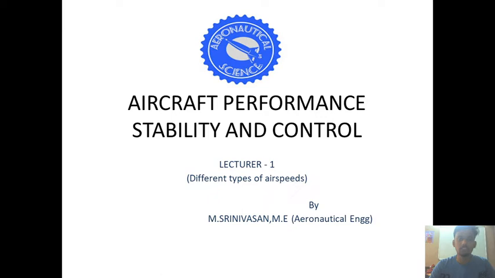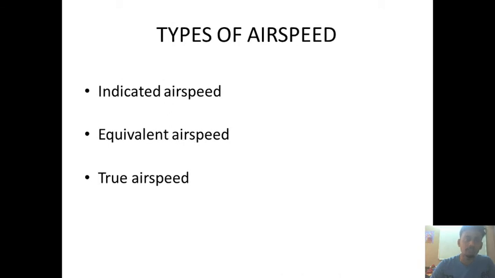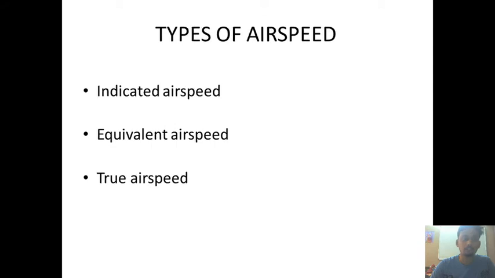Now let us see about the aircraft performance, stability and control. To start with, we need to know about the different types of airspeed indicators used in the aircraft cockpit. The different types of airspeed indicators are the indicated airspeed, the equivalent airspeed and the true airspeed. These are the three types mainly used in the aircraft cockpit. Now let us see what is the difference between these three types of airspeed indicators.